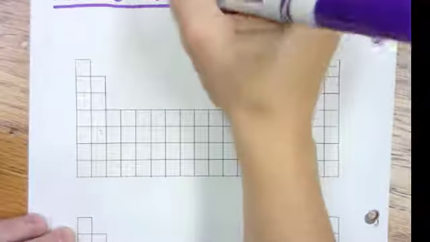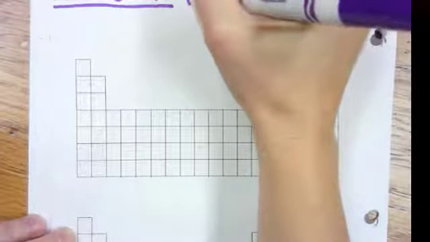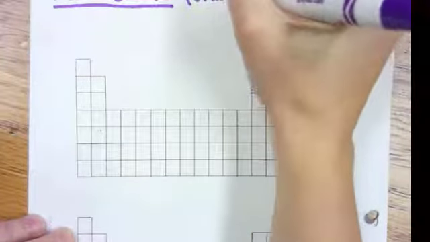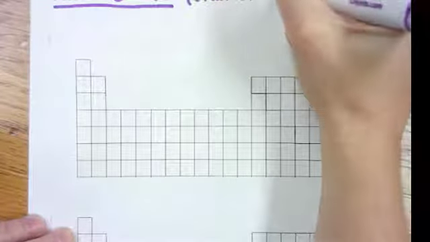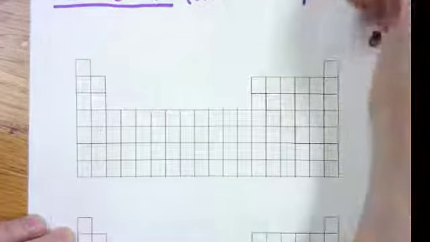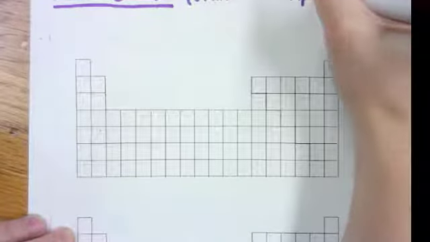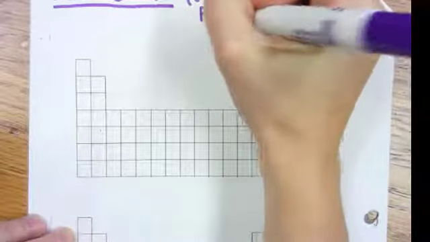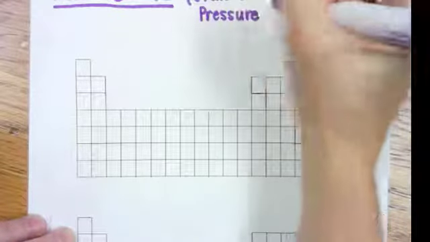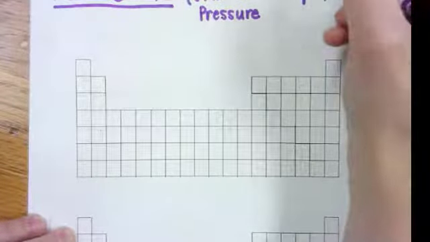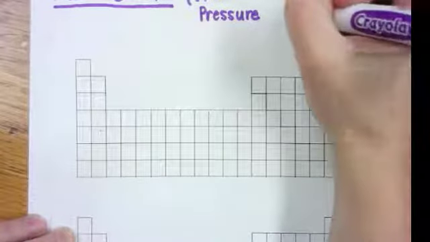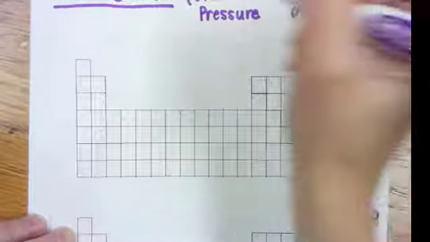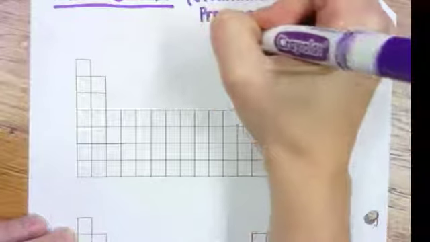Remember, STP stands for Standard Temperature and Pressure. And the numbers for those are 0 degrees C and 1 atmosphere.